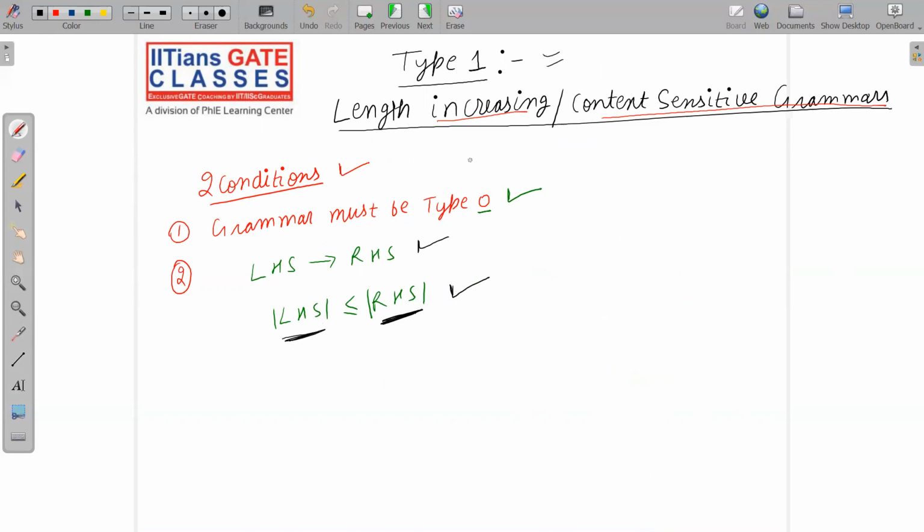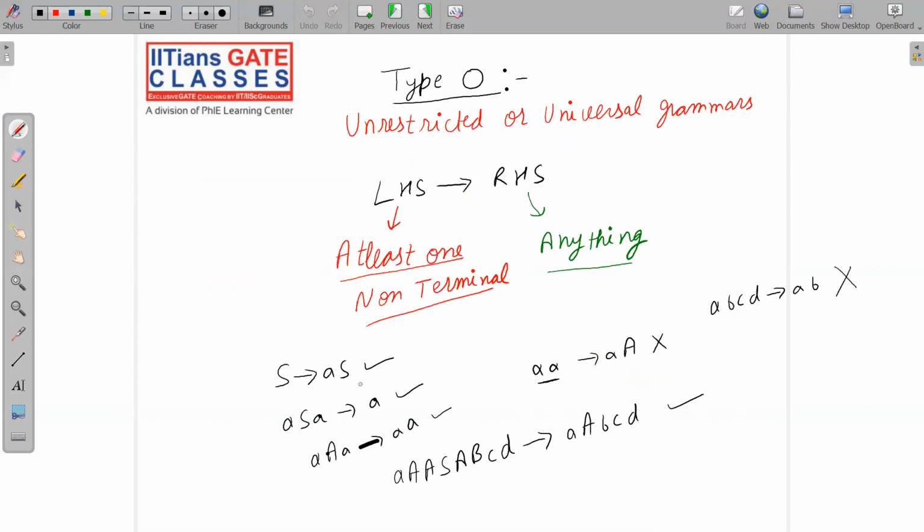In type 0, there was no restriction on length. I was not talking about length. I was just talking about LHS having at least one non-terminal. That is your type 0. Type 0 is also known as universal grammar, because if the at least one non-terminal condition is not fulfilled, then it should not be a production rule of any grammar. That means this is never possible.